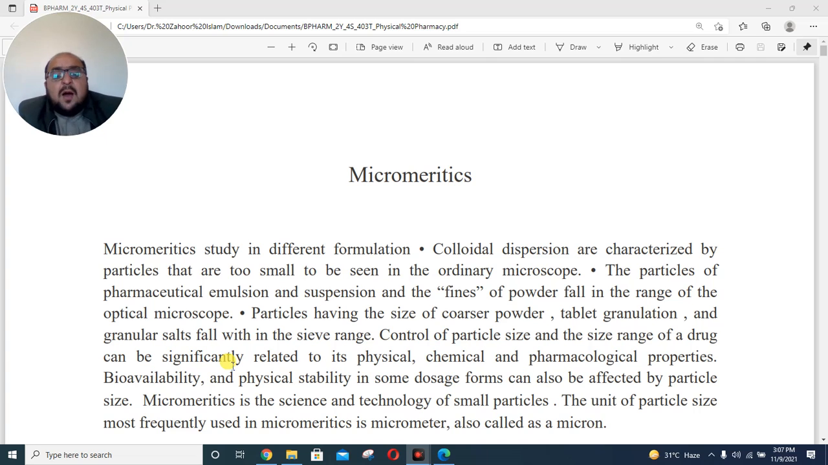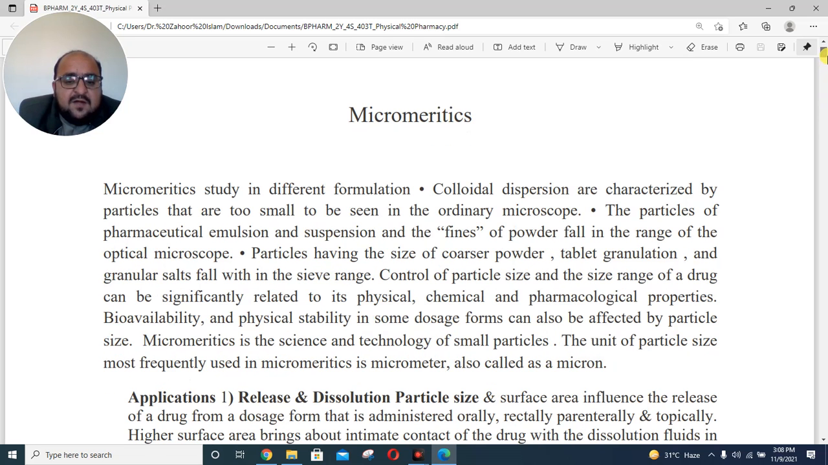So the control of particle size and the size range of a drug can be significantly related to its physical, chemical, and pharmacological properties. The bioavailability and physical stability of some dosage forms can be affected by the particle size. So it means that particle size plays a very important and significant role in the drug development process.